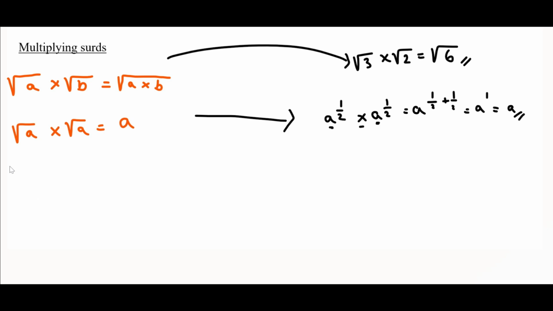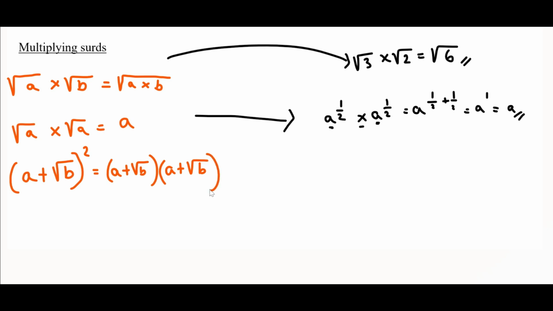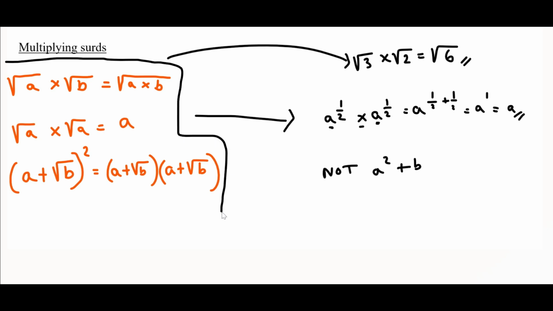The next multiplication rule, when there is a bracket with surds inside and we are multiplying the bracket to the power of a number, for example 2, this means we need to write this out as double brackets and then multiply across. We do not just square the numbers inside the brackets, which in this example would give us a squared plus b. So if you want to, write these rules down and keep them as part of your revision notes.